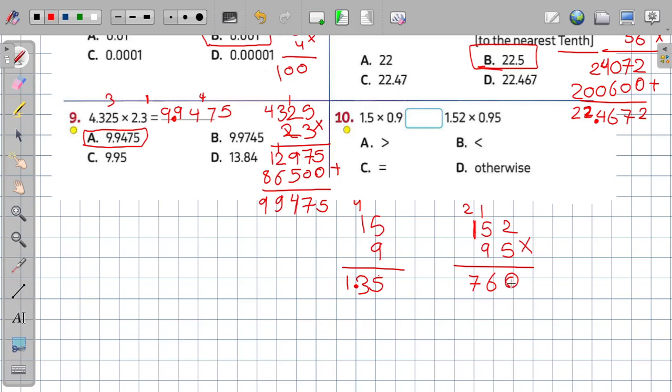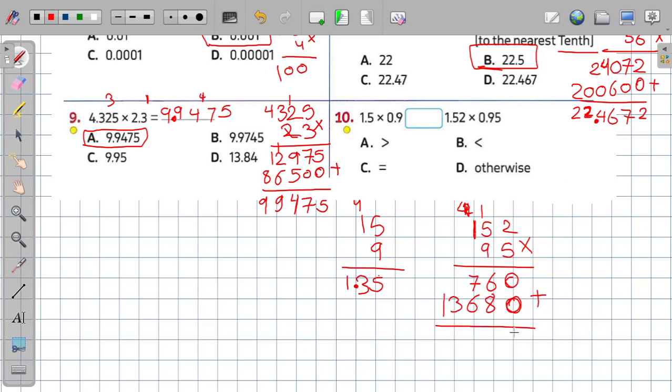Next, I will multiply by 9, but first I will add 0 right here. 9 by 2 equals 18. I have 8 and carry 1. 9 by 5 equals 45 plus 1 equals 46. I will write 6 and carry 4. 9 by 1 equals 9 plus 4 equals 13. And after that, I will add them together.